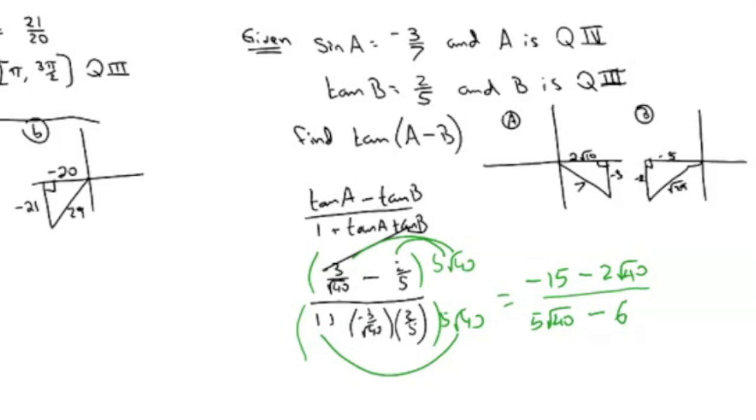What's negative 2 square roots of 40 times that? Well, that's negative 6. Then it gets ugly. Negative 15 minus 4 square roots of 10, over 10 square roots of 10 minus 6. You can rationalize that if you want, but it's almost not worth it. So that would be the tan of A minus B.